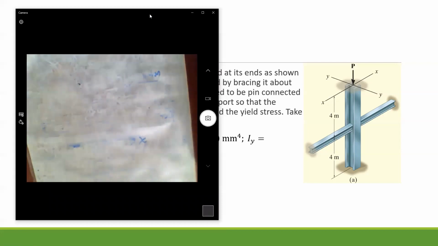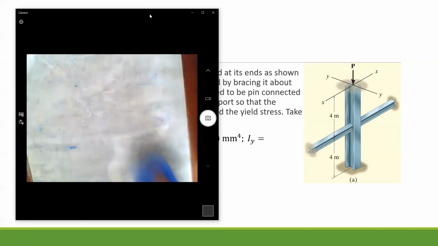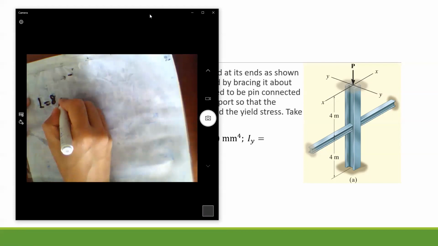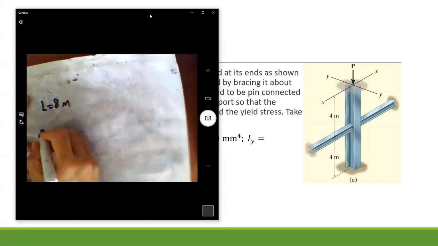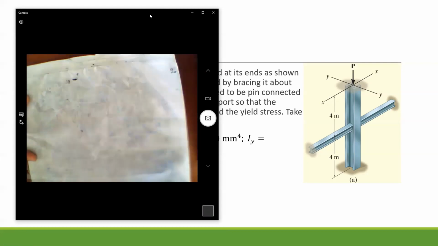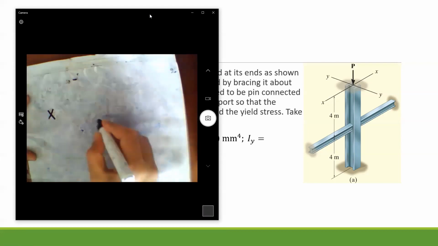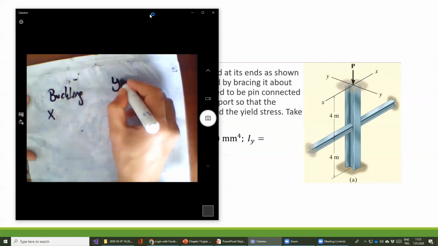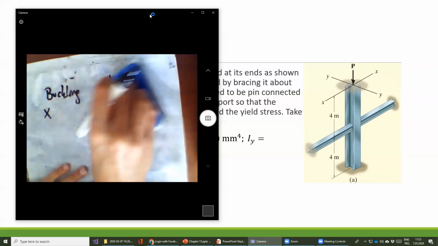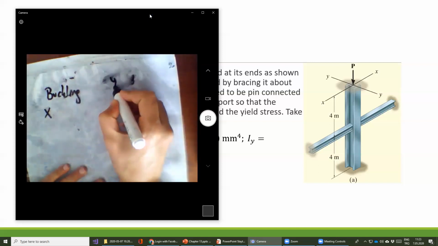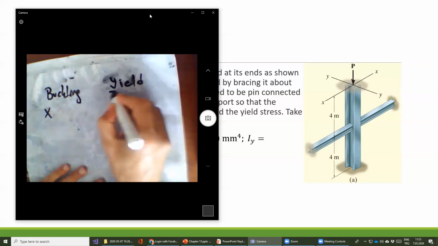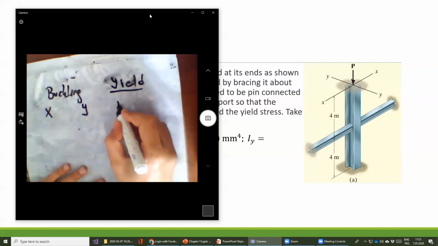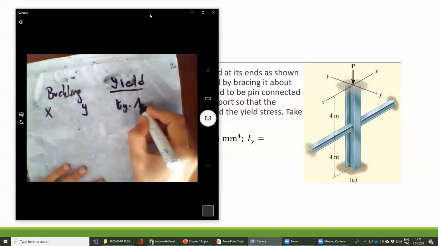I want to summarize the question. We have a system with L equal to 8 meters. We have two types of checks to control, buckling and yield. On buckling, we have the x and y axes. On yield, we have sigma yield times A.